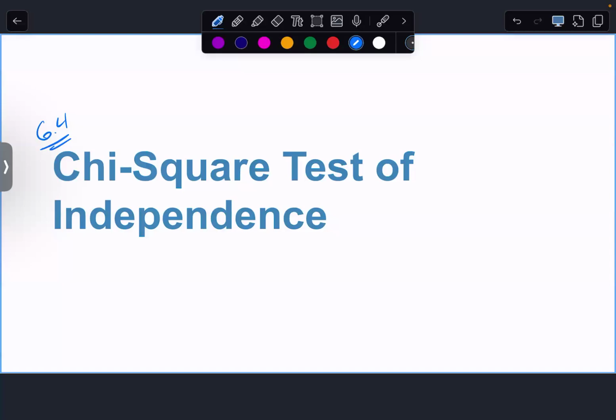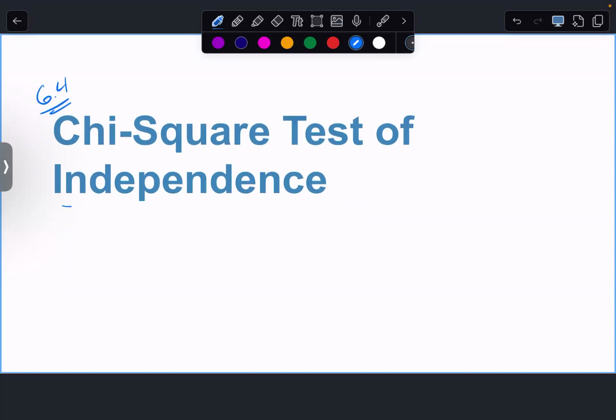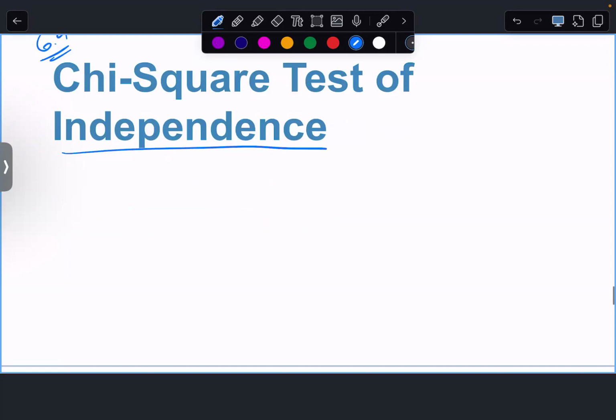Any questions about the chi-square goodness of fit test? How about a chi-square test of independence? What's going to be the difference between these two? Now, the difference between these two, the chi-square test of independence, is if we have a table like this, where I have some variable 1 and some variable 2. We've seen this before, right?